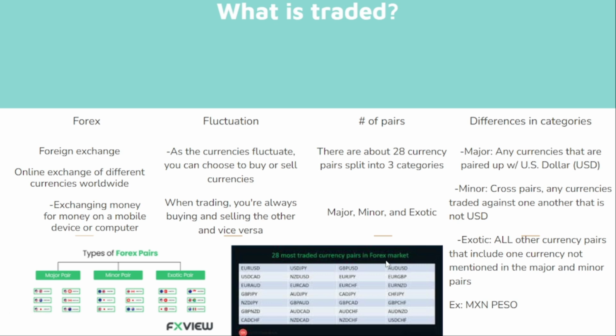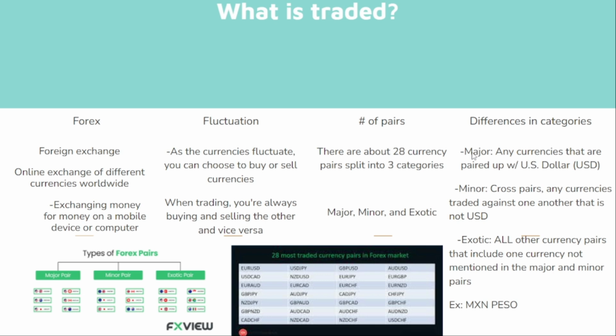This next picture is basically the 28 most traded currency pairs in the forex market, whether they're major, minor, or exotic. This right here is what I mean by pairs: EUR/USD, USD/CAD. So it's more than one currency, so it's considered a pair. US dollar and Canadian dollar, for example. New Zealand and the Japanese yen, the Great Britain pound and the New Zealand dollar, things like that. Those are considered pairs.